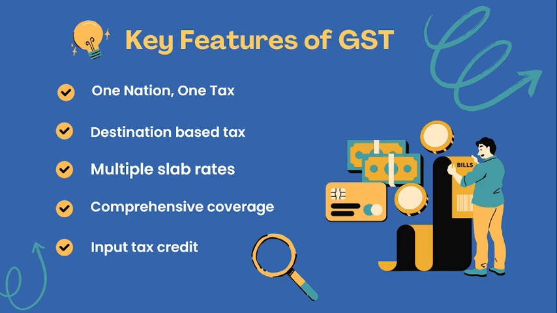Next is input tax credit. It is one of the most important features of GST. It means that a business can reduce the tax it has to pay on its sales by the amount of tax already paid on its purchases. For example, if a manufacturer pays GST on raw materials while buying them and later collects GST on selling the finished product, the tax already paid on inputs can be deducted. This ensures that GST is levied only on the value added at each stage of supply, not repeatedly on the entire value. ITC thus removes the cascading effect of tax on tax, making goods and services cheaper and the tax system more efficient.